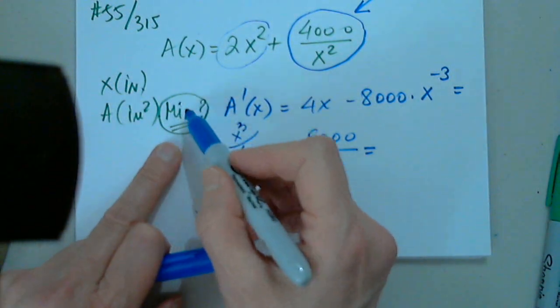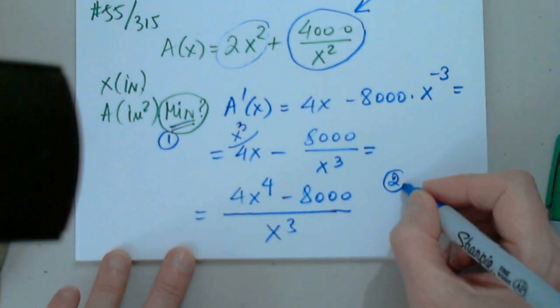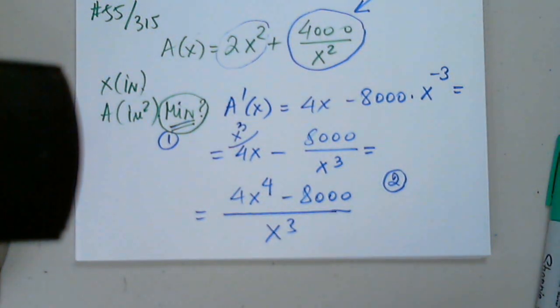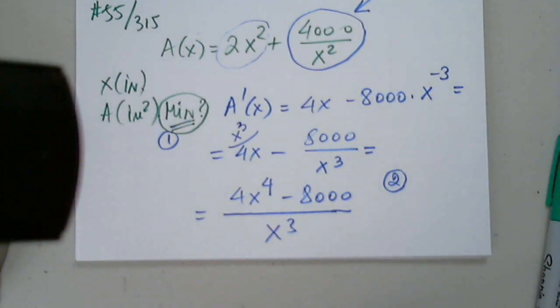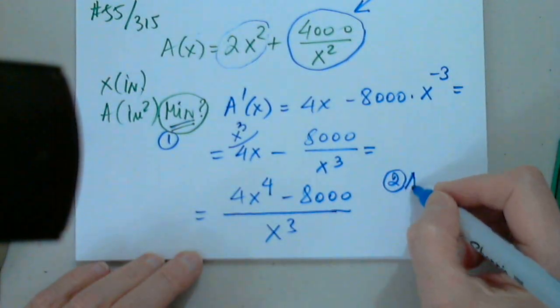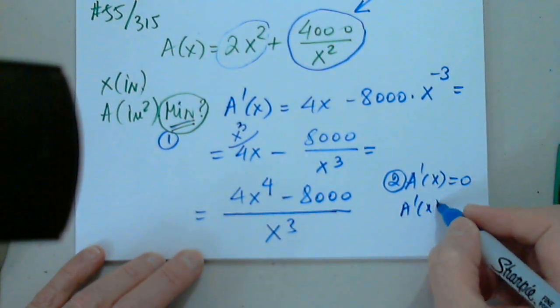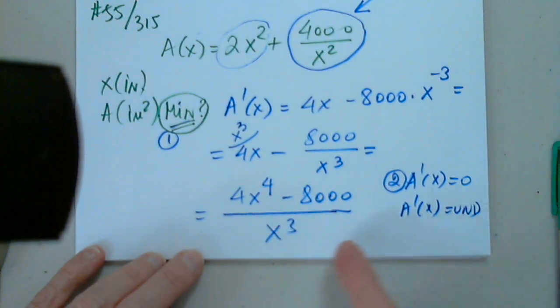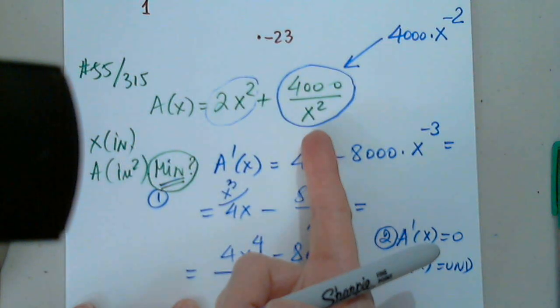In order to find min-max, this was the first step. What is the second step now towards finding the min-max? I have step 2 to perform and also step 3 to perform. Set equal to 0. Absolutely. I set A prime equal to 0 or A prime equal to undefined. It's undefined at 0, but it cannot be 0.